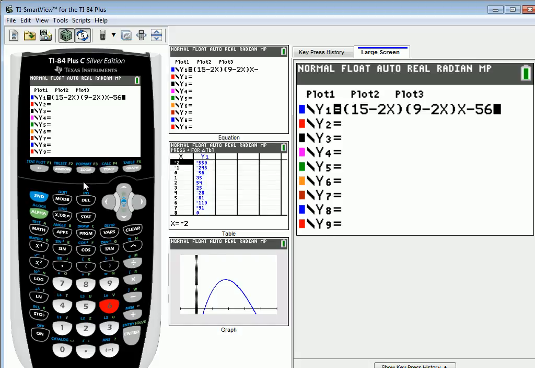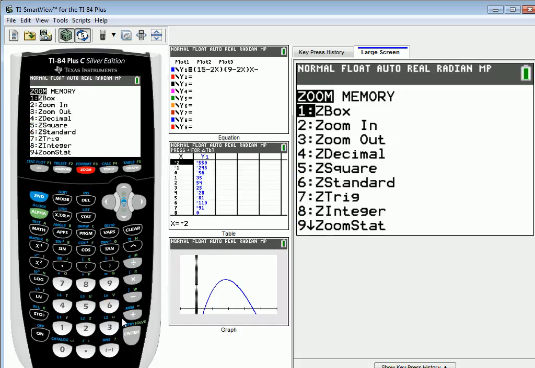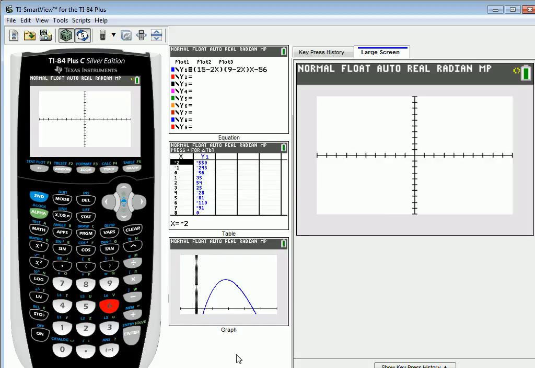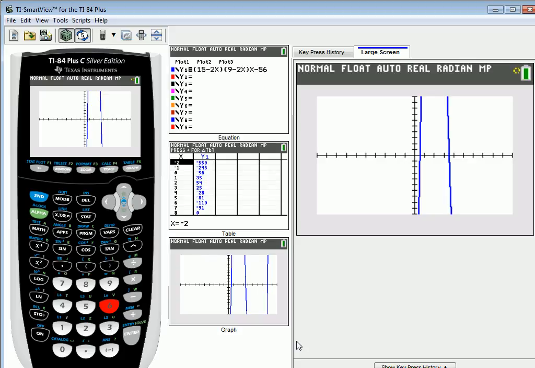Oh, is that 8? All right, let's zoom so we can get a pretty picture. I got 6. I mean 8. Oh, that's not pretty. No, it's not. That's pretty ugly. 8 works.